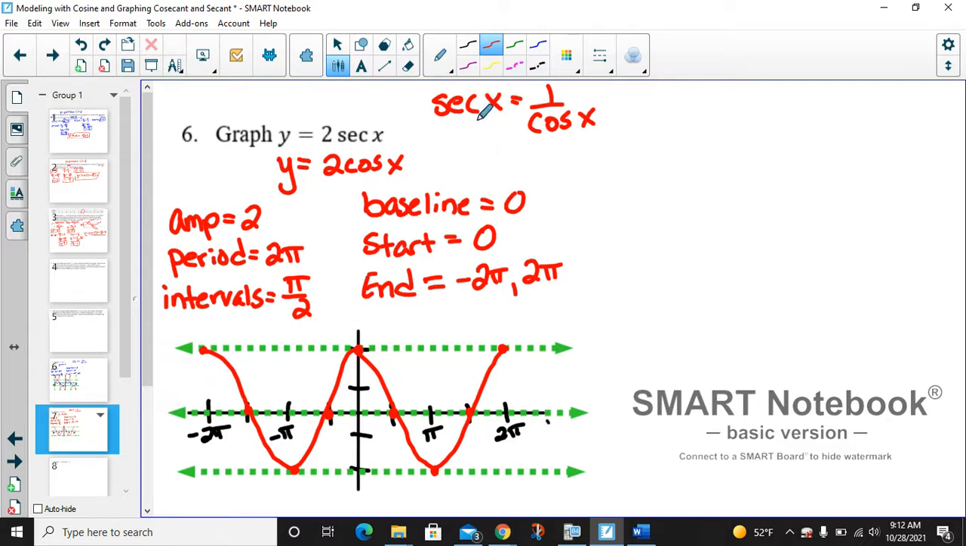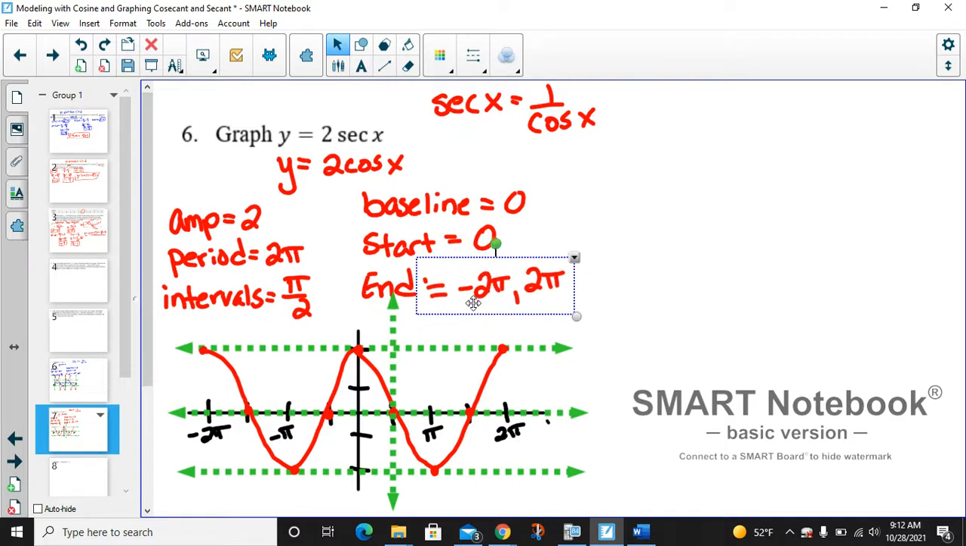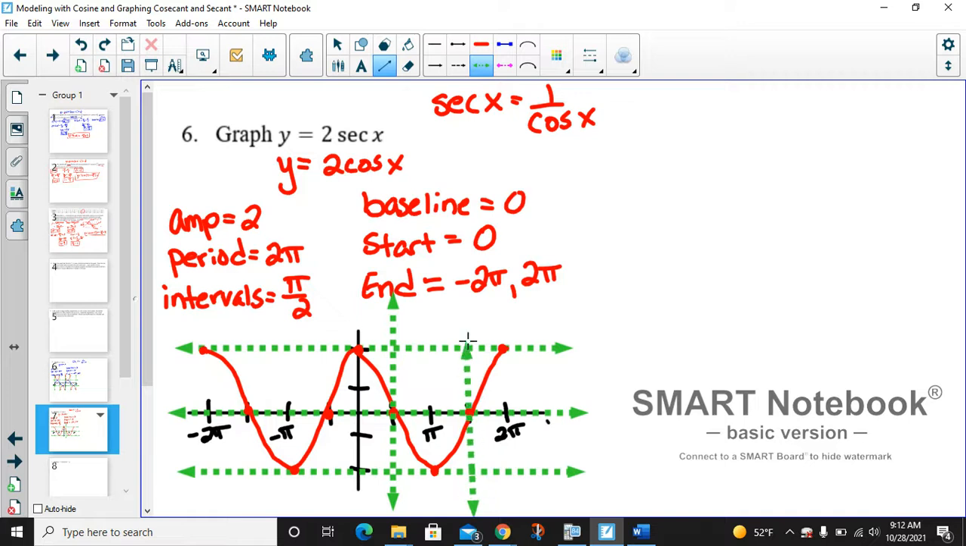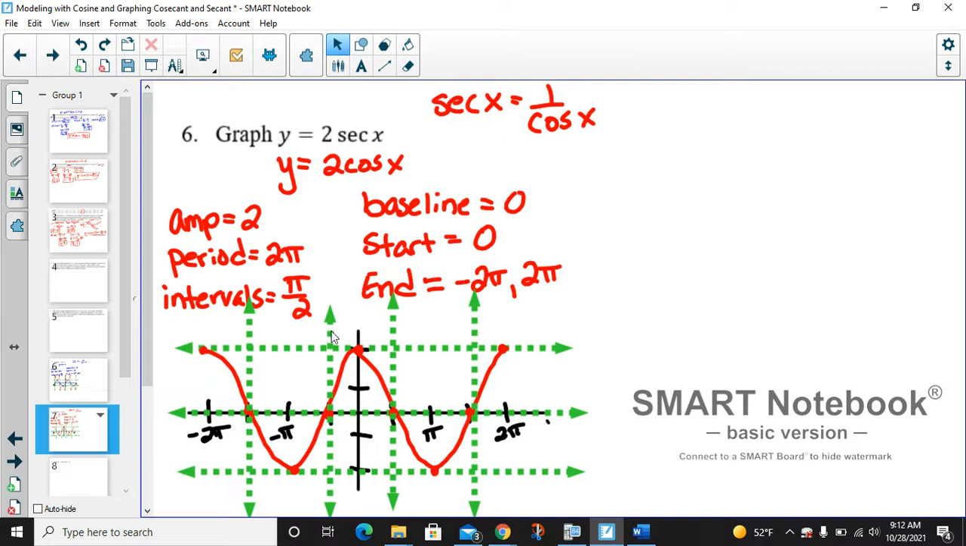But again, we really wanted to do secant here. We just do the same thing. Wherever my zeros are going to be are going to be vertical asymptotes. Let me try to even these up a little bit more. And then essentially we just do the same thing that we did.